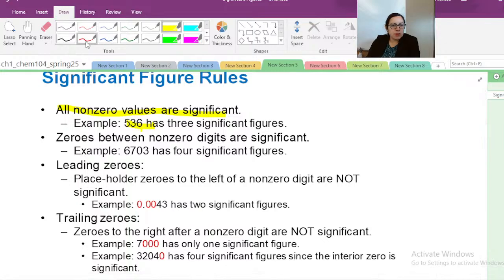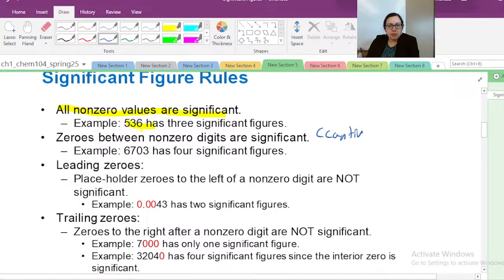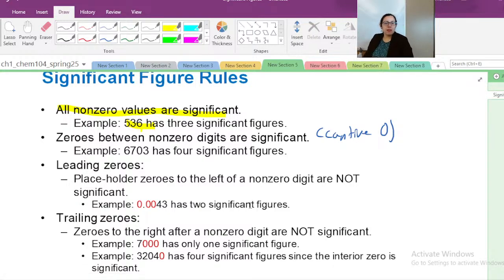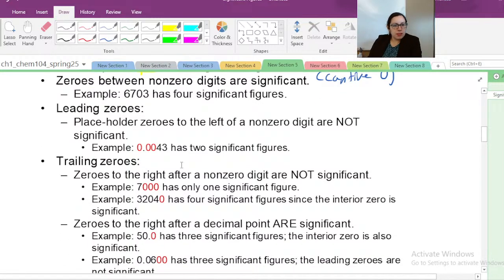And then the next one is also pretty straightforward. I kind of call this our captive 0, meaning we have a 0 that's trapped between some non-zero digits, and so of course it has to be significant as well. So 6,703 has 4 sig figs. And so now we get to these next two, and basically these have to deal with magnitude, and we'll look at it.